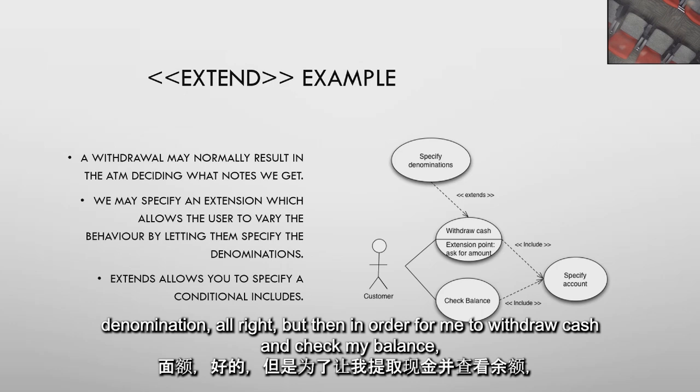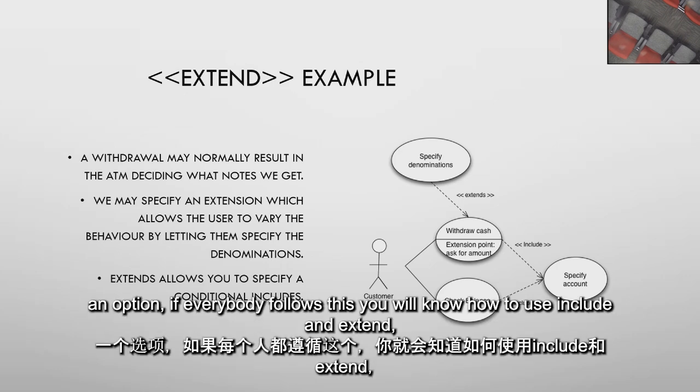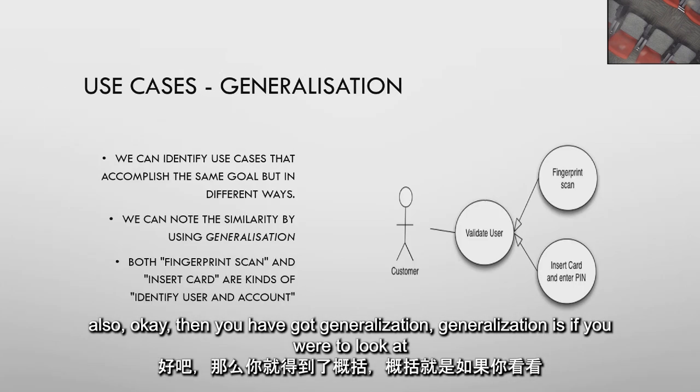But then in order for me to withdraw cash and check my balance, I have a base class that first will have to specify the account. So a must versus an option. If everybody follows this, you will know how to use include and extend. And your diagrams will have a lot of include and extends. All right? So please do your own recap also, okay?